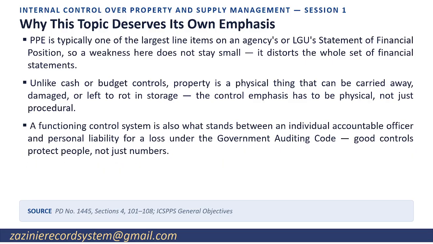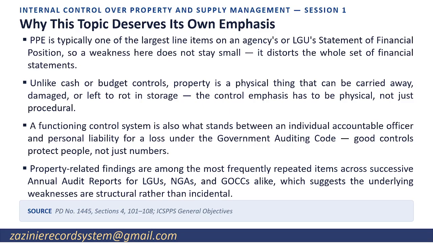A functioning control system is also what stands between an individual accountable officer and personal liability for a loss under the Government Auditing Code. Good controls protect people, not just numbers. Property-related findings are among the most frequently repeated items across successive annual audit reports for LGUs, NGAs, and GOCCs alike, which suggests the underlying weaknesses are structural rather than incidental.